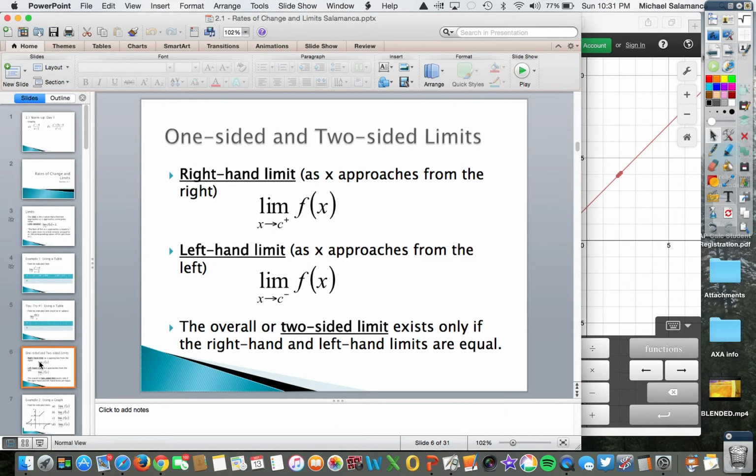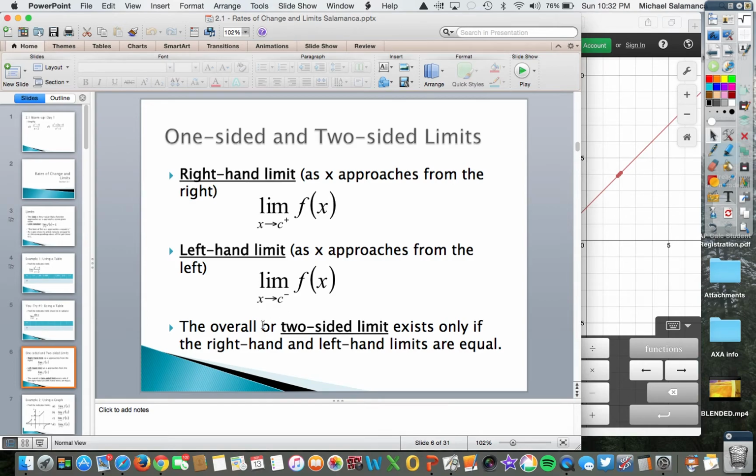Now, let's talk about one-sided and two-sided limits. We have a right-hand limit, and this says to look at the graph as x approaches from the right side, or from the positive side. Hence, the limit as x approaches c from the positive side of f of x. A left-hand limit is as x approaches from the left-hand side, or from the negative side. So the positive and the negative tell you which side they're coming from. Positive means from the positive or the right, and negative from the negative side or the left.